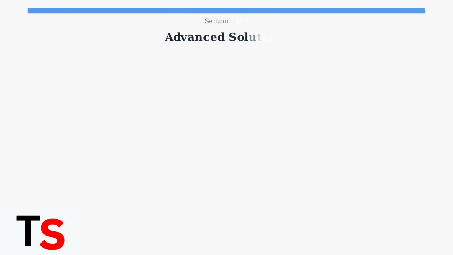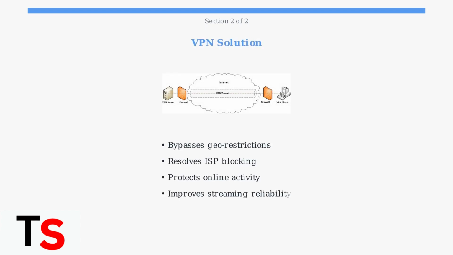When basic troubleshooting fails, advanced solutions can resolve persistent Mad Titan Sports issues. We'll explore VPN usage, repository management, and reliable alternatives. A VPN is often the most effective solution for Mad Titan Sports connectivity issues. VPNs bypass geo restrictions and resolve ISP-related blocking that prevents add-on access. ExpressVPN and NordVPN are recommended providers. Connect to a server in a different location if Mad Titan Sports shows connection errors or fails to load streams.